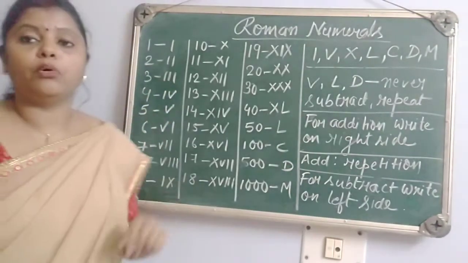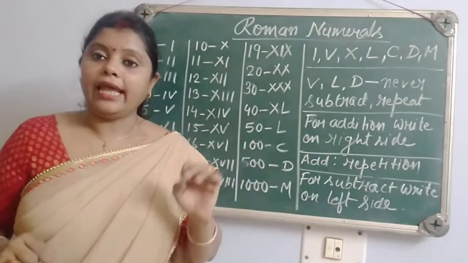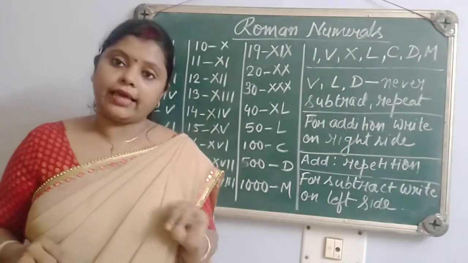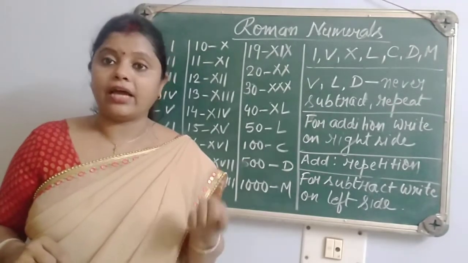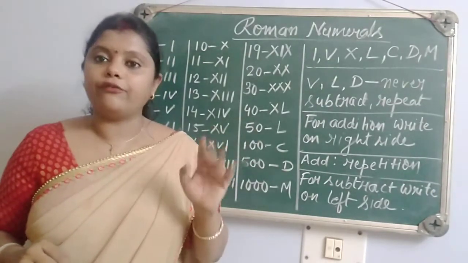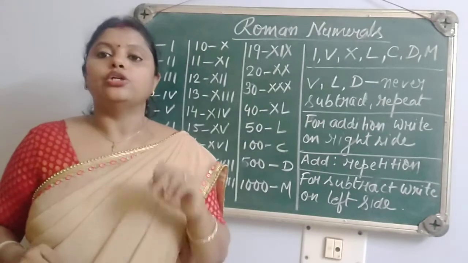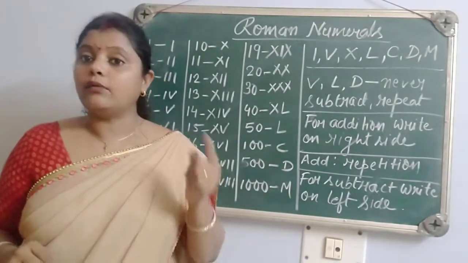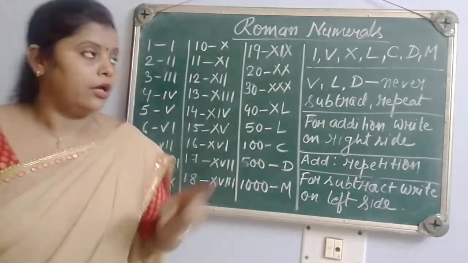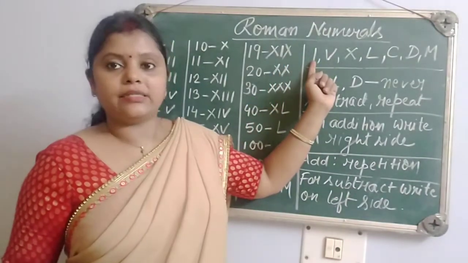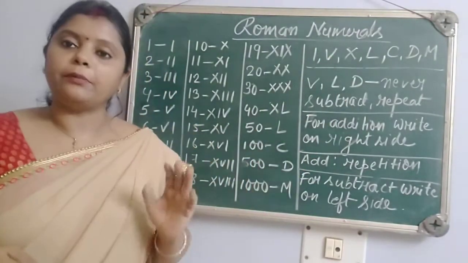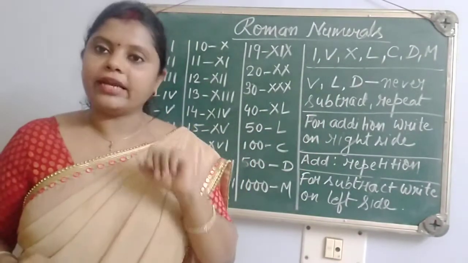Now there is one more rule. We can't repeat any symbol more than 3 times. Maximum 3 times we can repeat. So what do we have to do for 4? We can't write 1 four times to make 4. So we have to subtract 1 from 5, because here 1 symbol is there and 5 symbol is also there. If I subtract 1 from 5, we get 4.